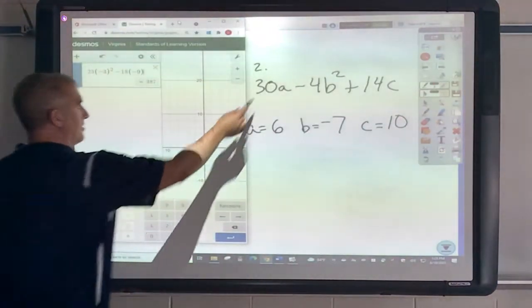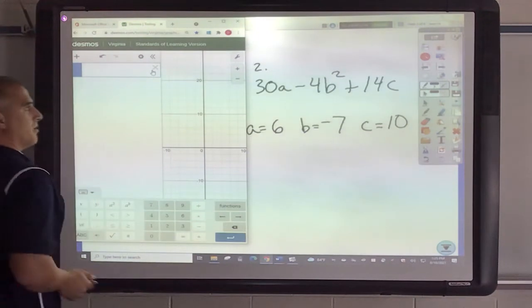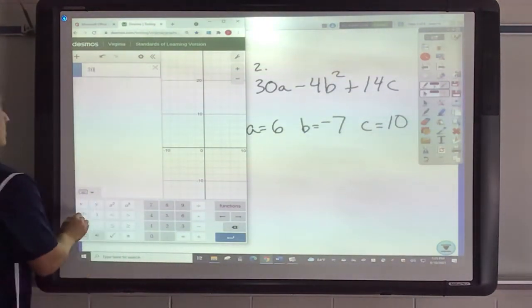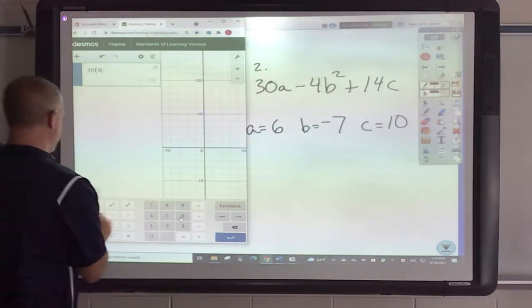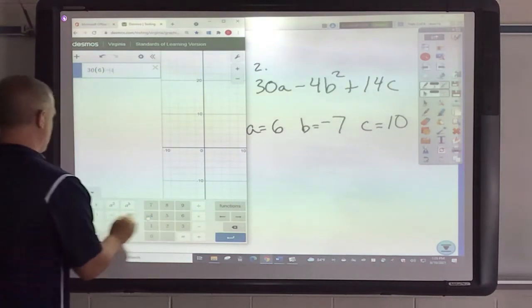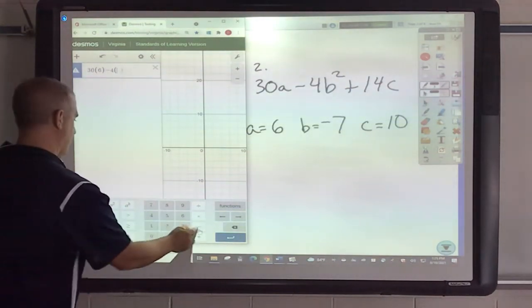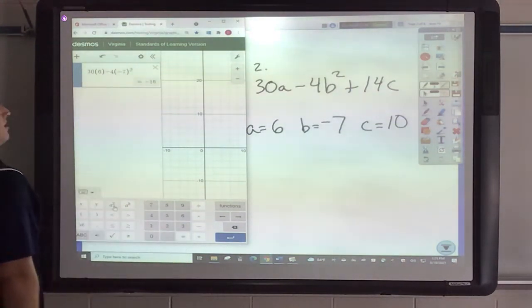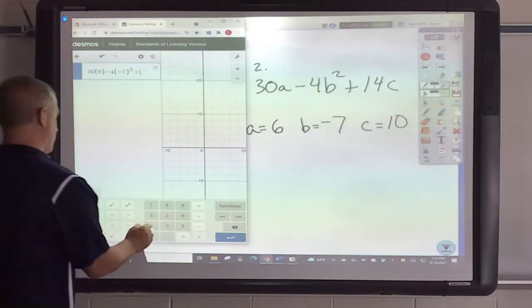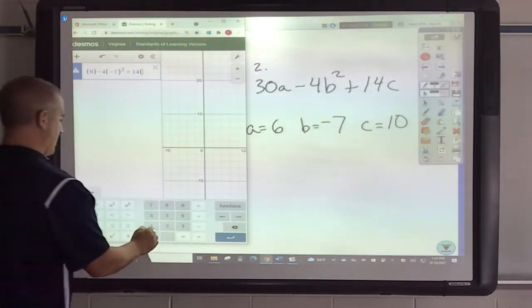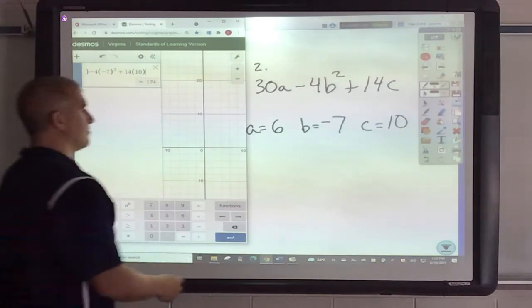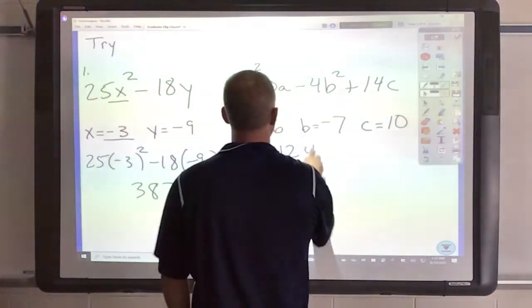All right, so this, I'm just going to go ahead and save some time. 30, replace the A with 6, close it. -4, where the B squared is, I'm going to put -7 squared, okay? +14, parentheses, 10. Okay, and it gives me 124.